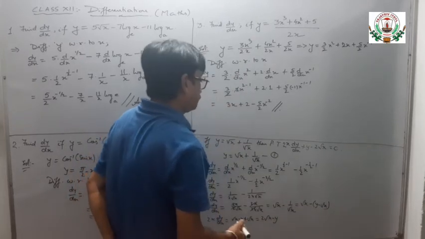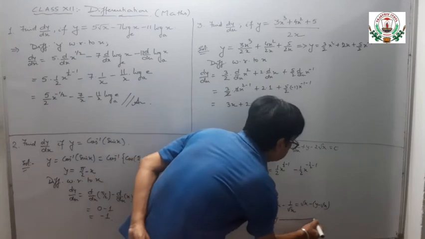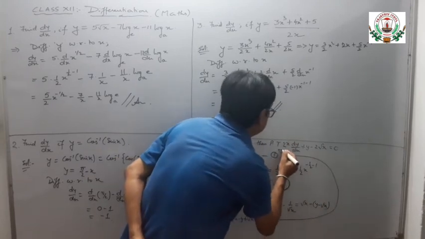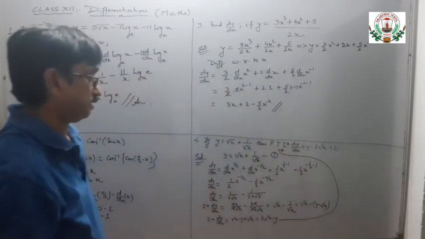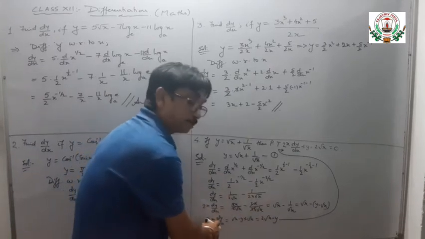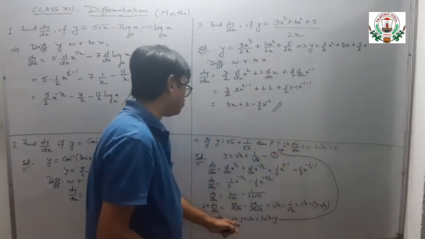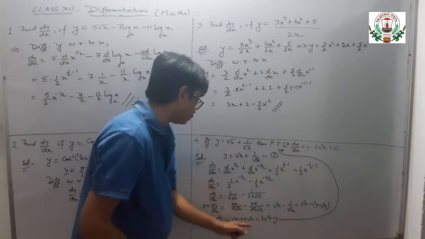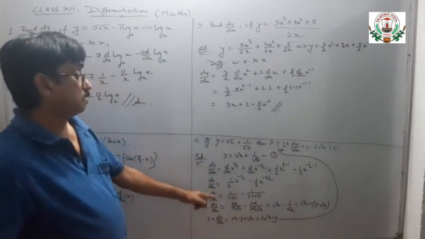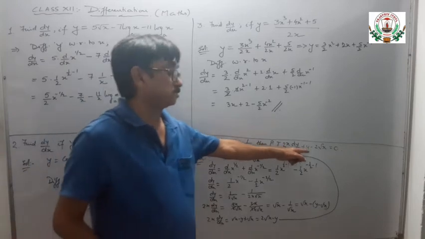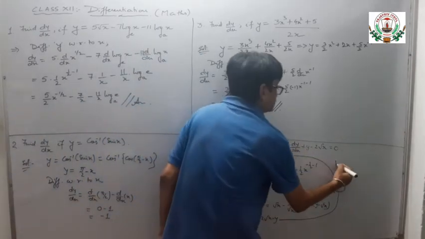So therefore at last when we transpose, we get 2x dy by dx plus y, transposed towards the left. This we transpose towards the left also, root x plus root x, 2 root x. So 2x dy by dx plus y minus 2 root x equals 0, and that is our proof.